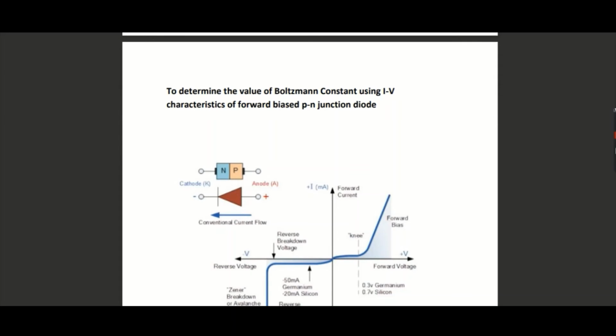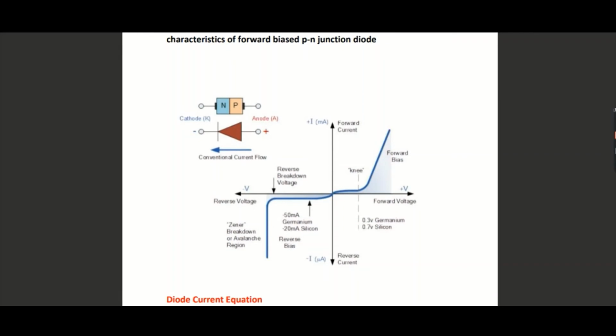For determining the value of Boltzmann constant using IV characteristic of a forward bias PN junction diode, we need to study the forward current of a PN junction as well as reverse current of a PN junction. So the characteristics of a PN junction in reverse bias as well as forward bias is shown as in the figure.